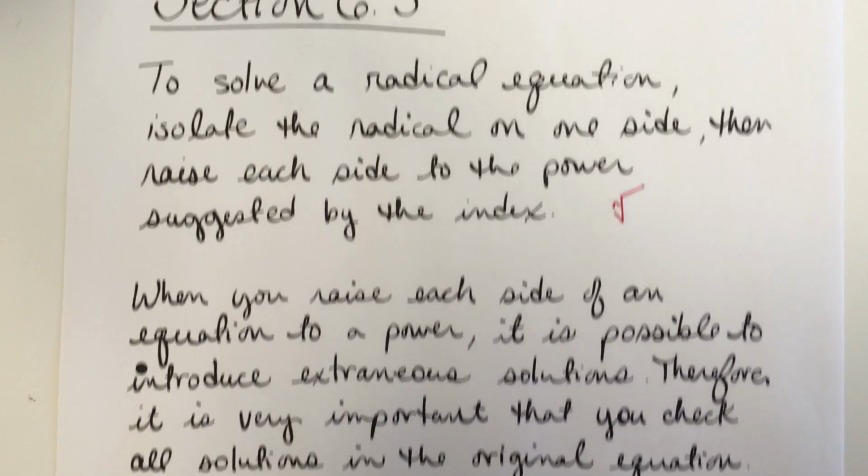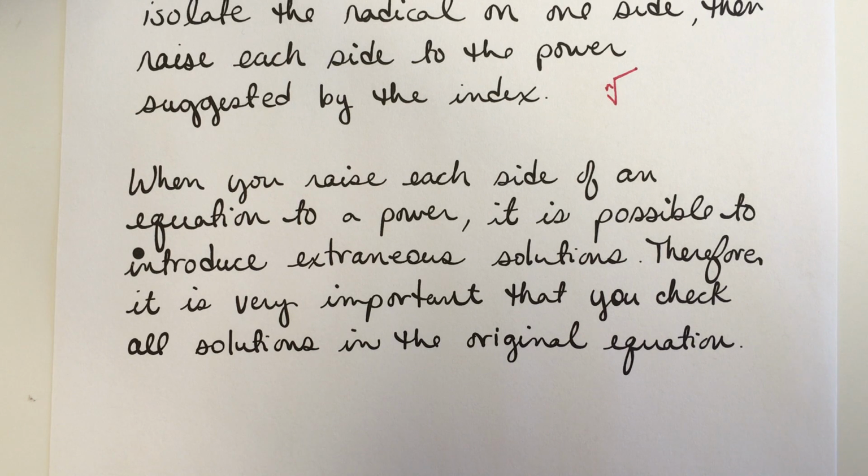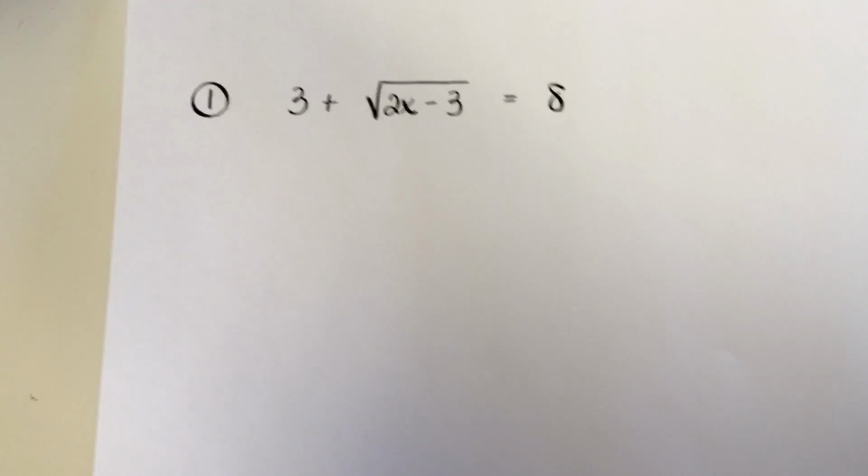All right, the last little paragraph here, it says when you raise each side of an equation to a power, it is possible to introduce extraneous solutions. That just simply means solutions that will not check. And so therefore, that means once we're finished solving these equations, we are going to have to substitute our possible answers back into the equation and make sure that they do check. All right, the first one that we're going to look at.